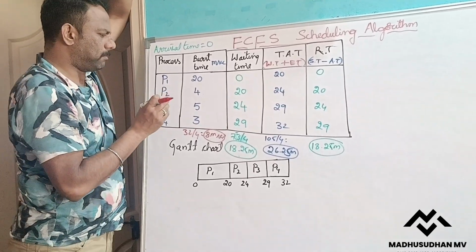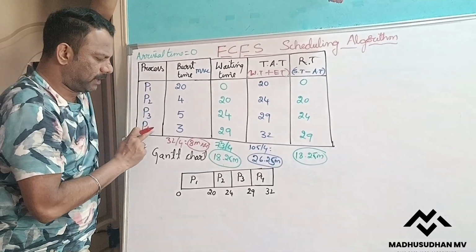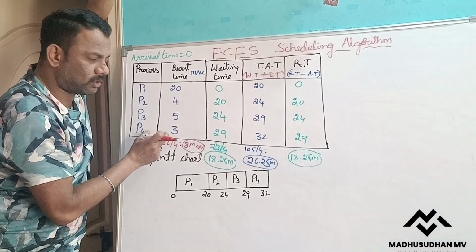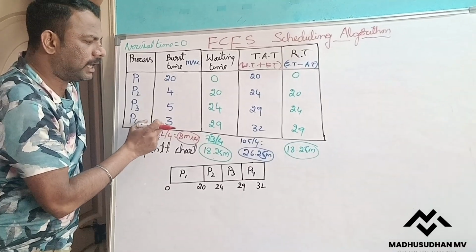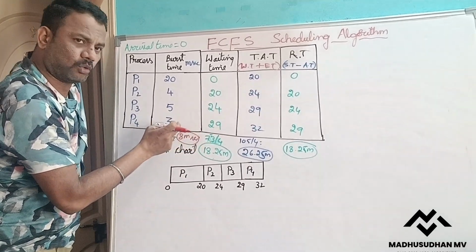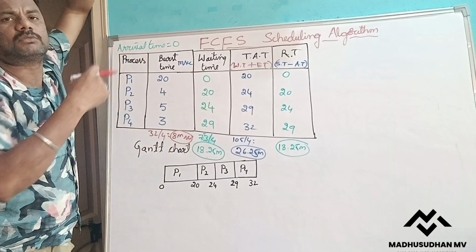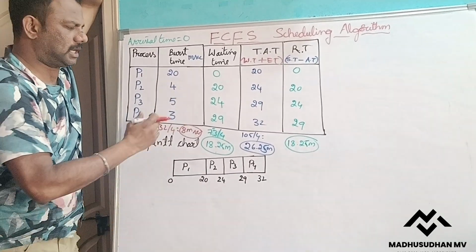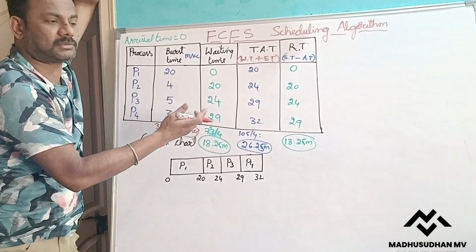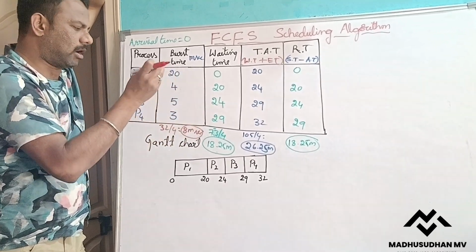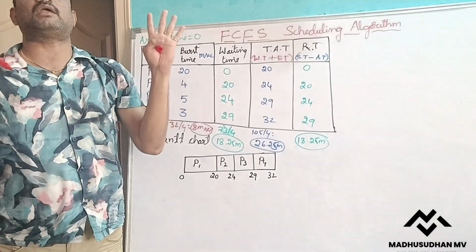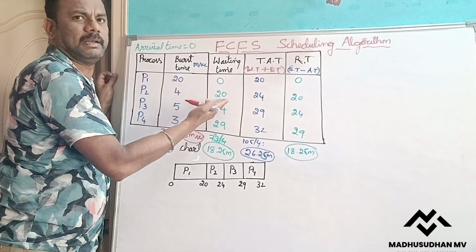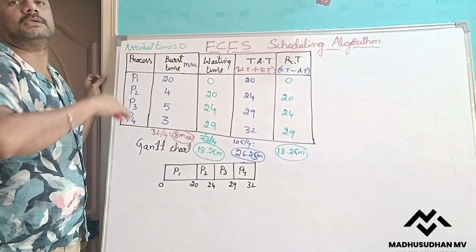What is the problem? The problem is, see, if you observe, P4 needs only 3 milliseconds to execute, right? P4 requires only 3 milliseconds, but it waited 29 milliseconds. To execute 3 milliseconds, it is waiting 29 milliseconds. So that is the problem. Almost 10 times, almost 10 into 3, 30, it has waited. That means it executes only 3 milliseconds but waited 29 milliseconds. That is the problem. Similarly, if you observe, for 4 milliseconds to execute, it has to wait for 20 milliseconds. So that is the problem with what?